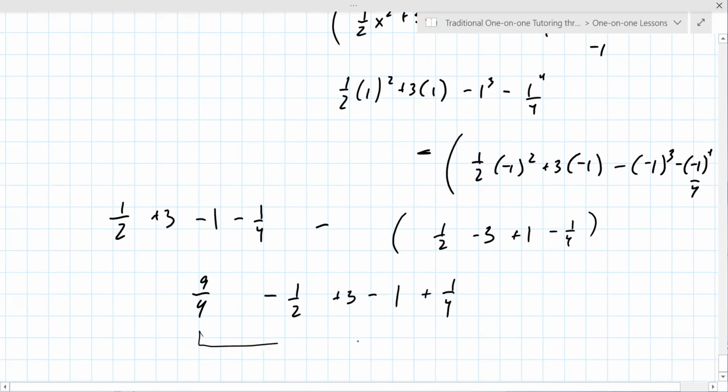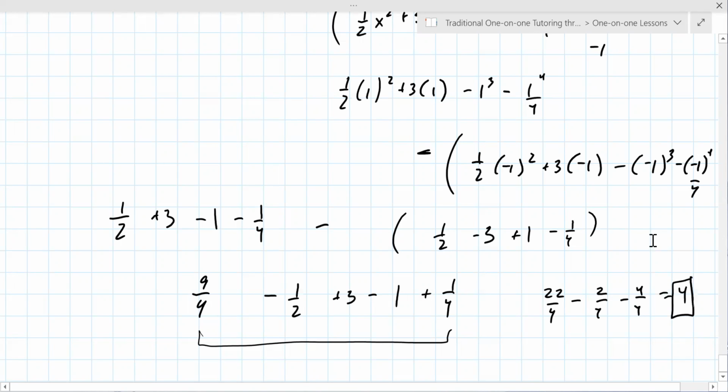So those make 10/4. That's 12/4. That's 22/4. And then we've got -2/4 minus 4/4. This isn't calculus at this point, it's just adding fractions. So it looks like it's just 4.